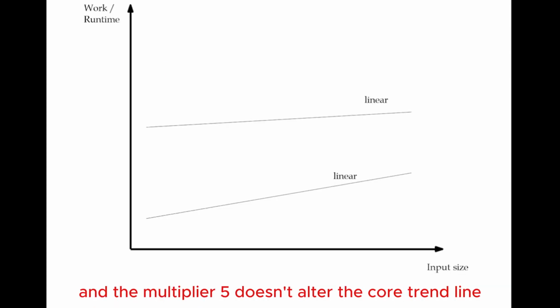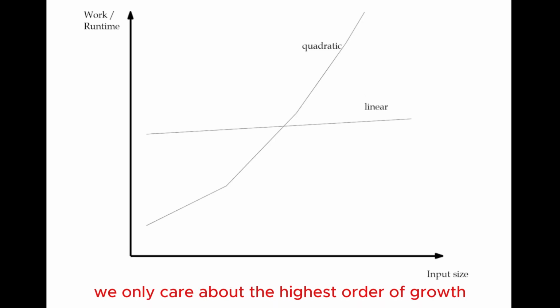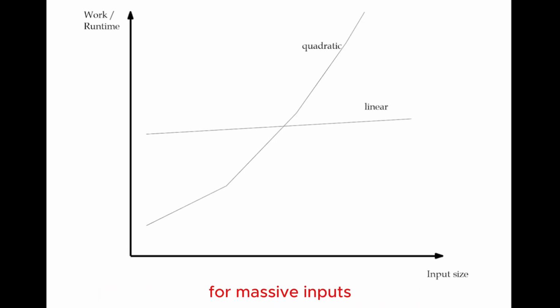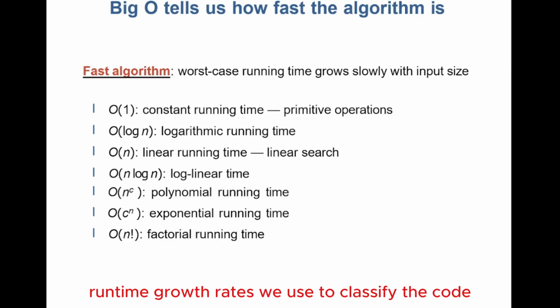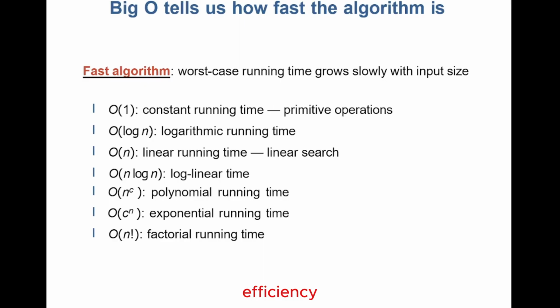And the multiplier phi doesn't alter the code trend line. We only care about the highest order of growth for massive inputs. Here is the baseline scale of standard runtime growth rates we use to classify the code efficiency.